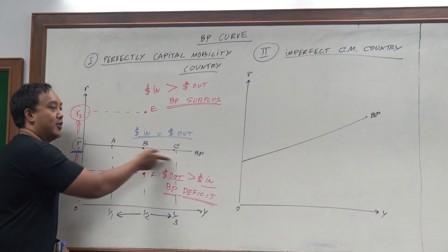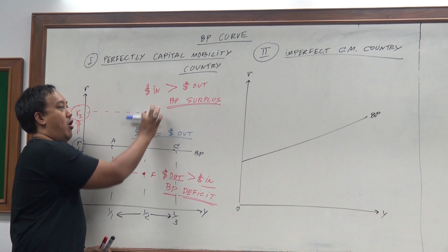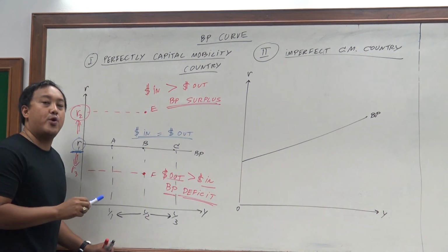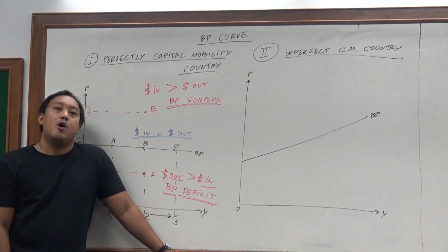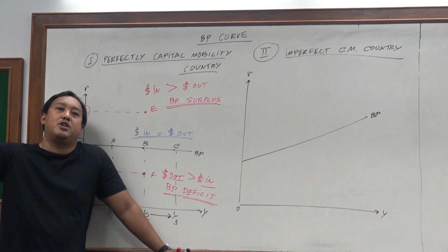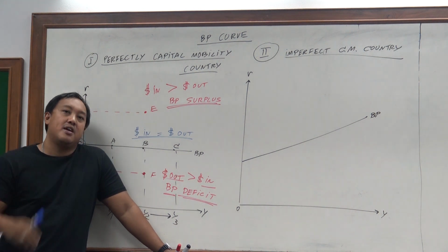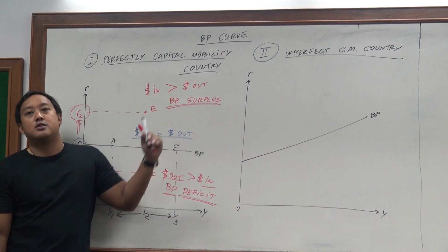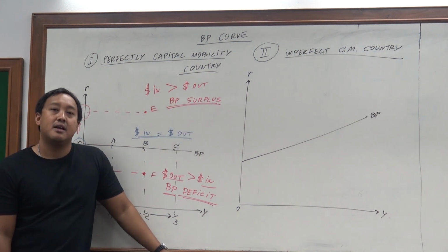The money that flows in equals the money that flows out. Any point above the BP curve means that the real interest rate in your country is too high. When the real interest rate is too high, everyone wants to invest, so money flows into our country. The money flowing in is going to be more than the money flowing out, so the balance of payment is going to be in surplus.